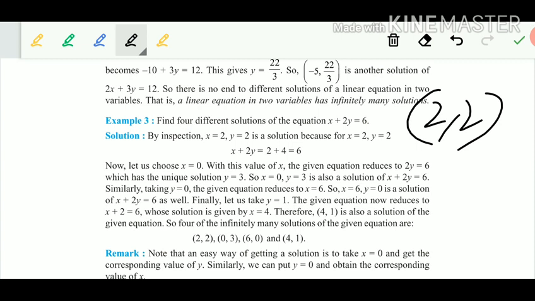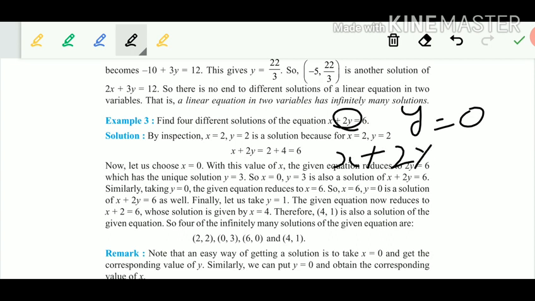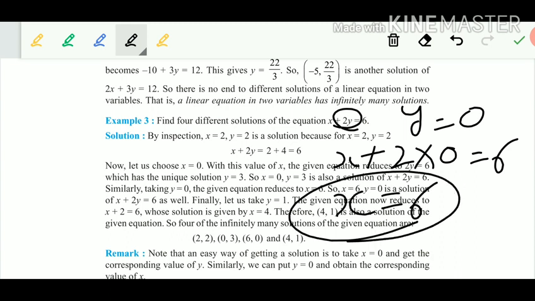So in this way we can find the number of solutions of a linear equation. Any value of x you can put and you can find the value of y, that is the solution. Vice versa also you can put the value of y and you can find the value of x. Like I'm putting here, let the value of y be equal to 0. When value y is 0, it becomes x plus 2 multiply 0 is equal to 6. So it becomes x is equal to 6. So when we put y value 0, x value is 6.